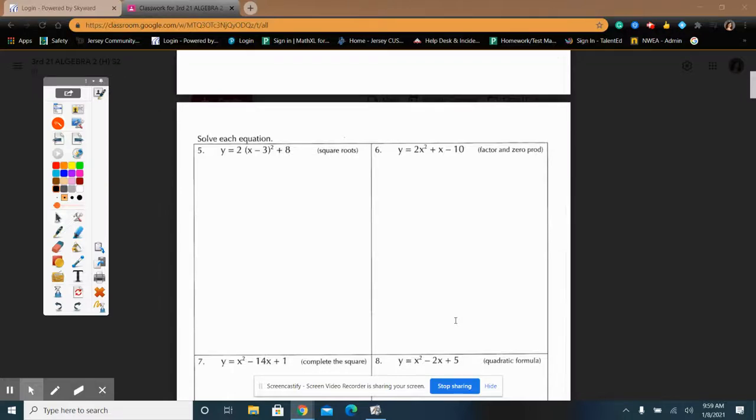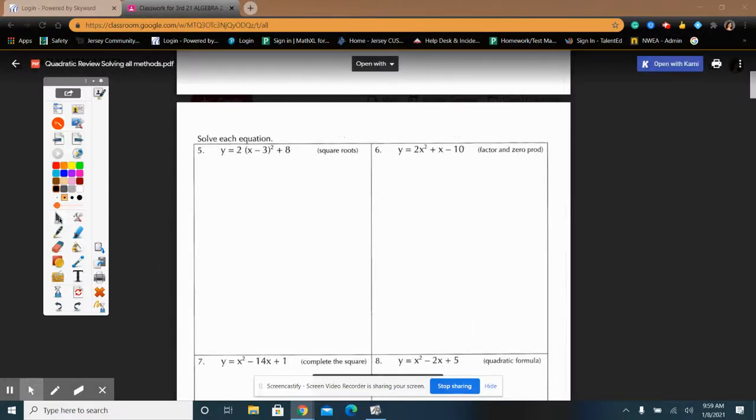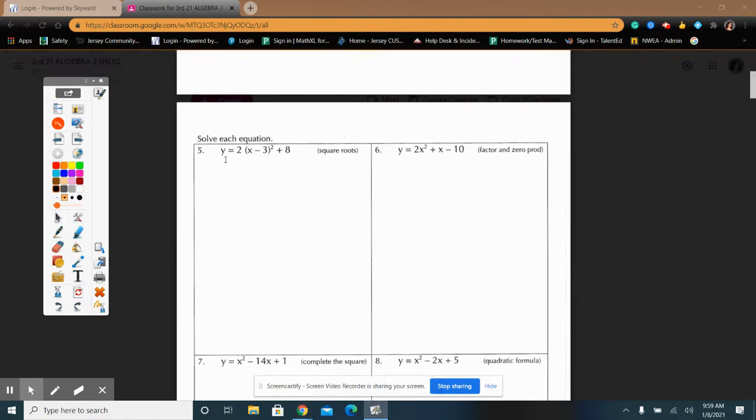Hi guys, this is the second page of the quadratic packet, and we're going to solve each equation here. And I want you to notice something. It says solve each equation here, but there's a y and an x. So usually we would solve for y. How do you solve a quadratic if there's no number that it's equal to?